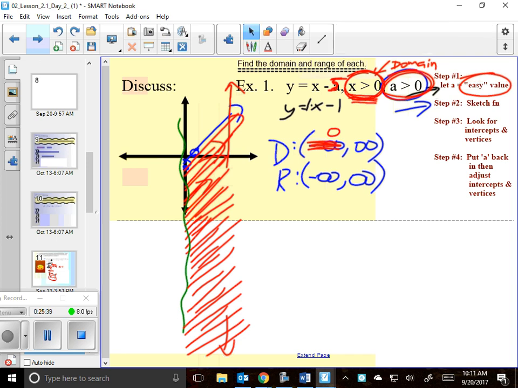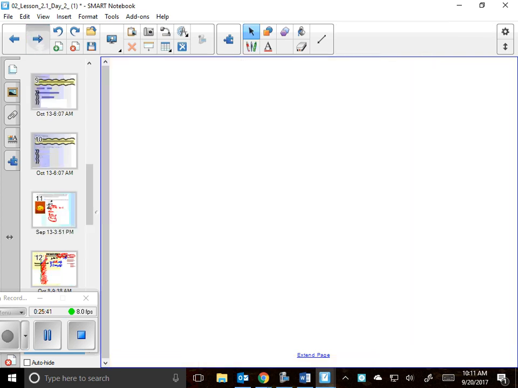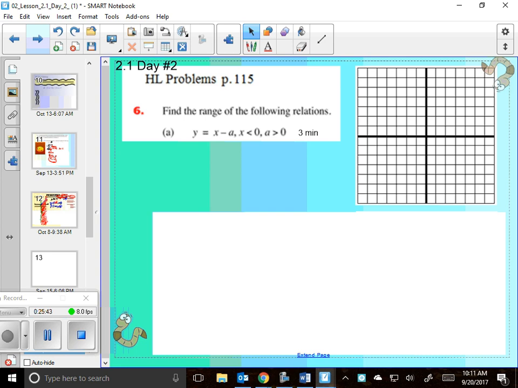All right, let's look at another one like that in the homework. Here's our first problem of the homework.